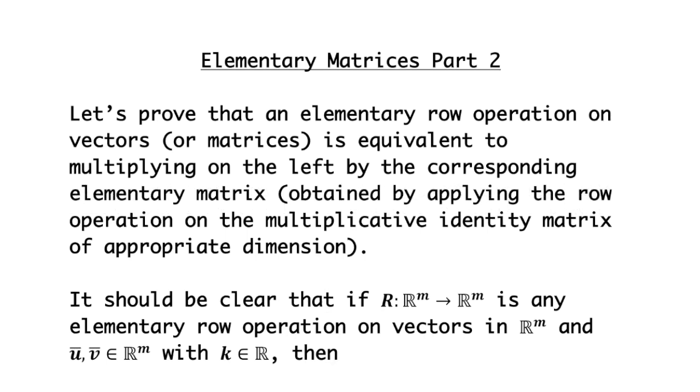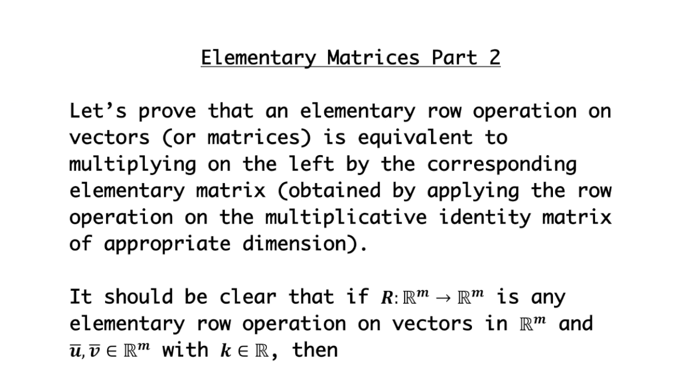Continue our discussion of elementary matrices. In particular, I want to start by proving that an elementary row operation on vectors or matrices is equivalent to multiplying on the left by the corresponding elementary matrix obtained by applying the row operation on the multiplicative identity of the appropriate dimension.